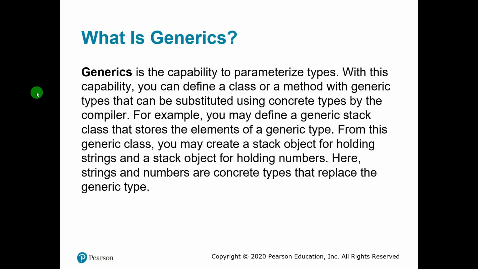First, let's talk about an actual definition, because I'm not sure how well I defined it earlier. The idea of generics is that we have a capability to parameterize our types. So we use that T type parameter when we created our class. With this capability, we can define a class or a method, and I will show you an example of a method in a little bit. We can define a class with a generic type that can be substituted using concrete types by the compiler. And you saw examples of that.